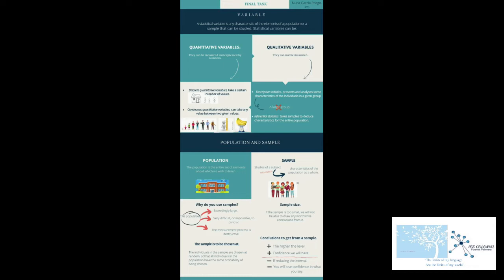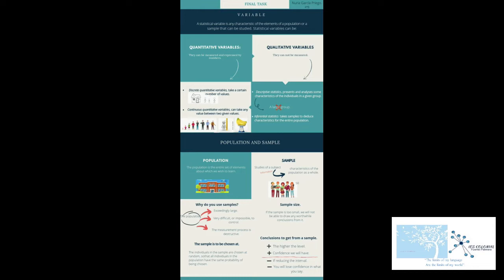Why do we use a sample? One, the population is exceedingly large. Two, the population is very difficult or impossible to control. And three, the measurement process is destructive. Sample size. If the sample is too small, we will not be able to draw any worthwhile conclusion from it.